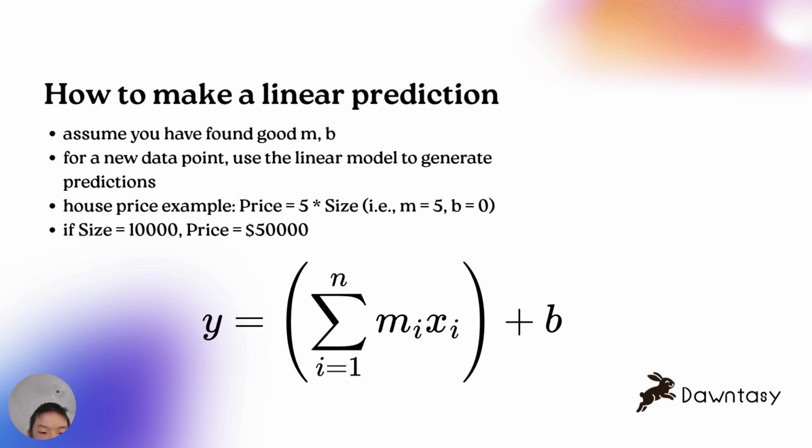So how do you make a linear prediction out of this? If you have adjusted these m and b parameters to be good, then for a new data point, you can use these parameters to generate a prediction. For instance, if you found m was 5, so that is, the price is 5 times that of the size, then if the size was 10,000, then the price would be 50,000.